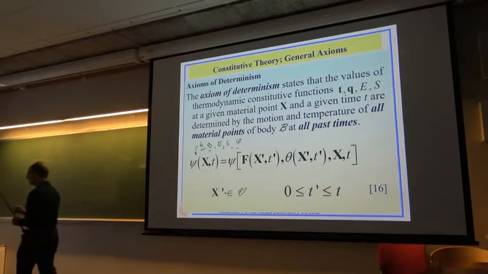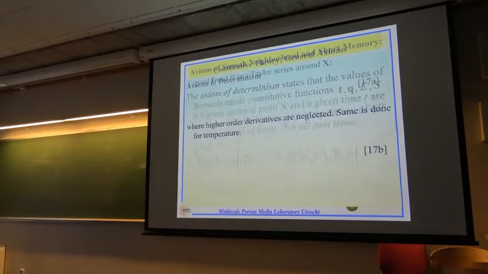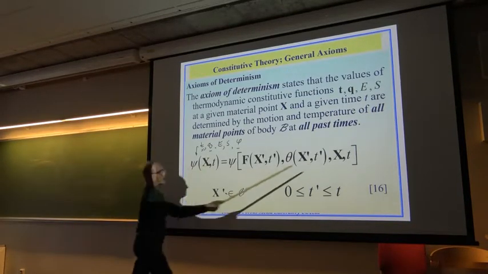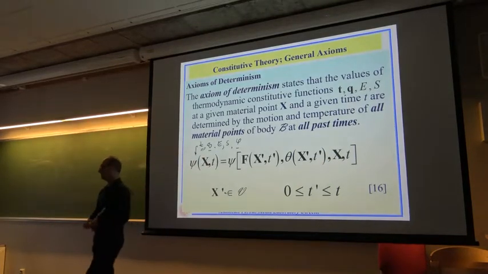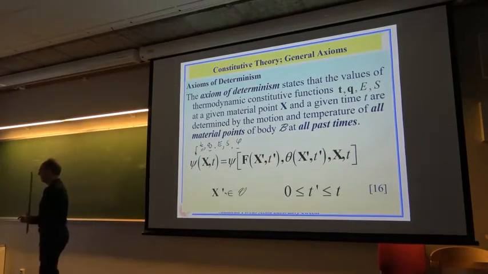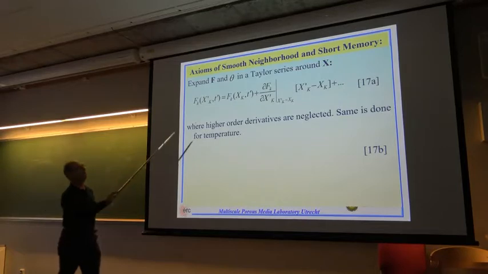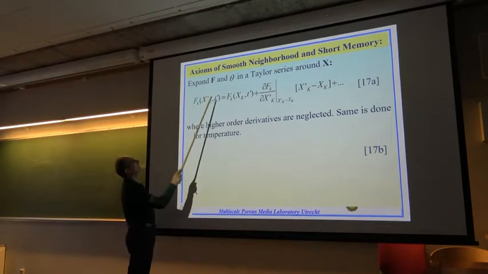To see that this is very general, then I go to the next axiom. It's called the axiom of smooth neighborhood, or just neighborhood, and axiom of memory or short memory. And we do the following. We expand F and theta in a Taylor series around the current material point. Remember, we are writing this for a given material point. And this takes care of heterogeneity. So I expand this F and psi around the current material point.